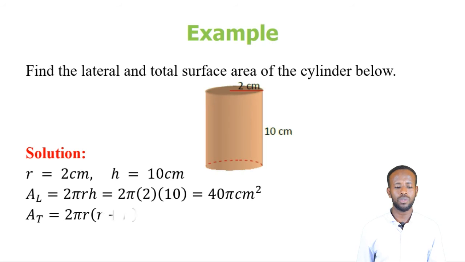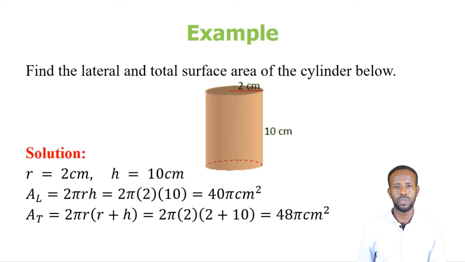What about the total surface area? Total surface area is equal to 2πr times (r plus h), which is equals to 2π times 2 times (2 plus 10), which is equals to 2π times 2 times 12, 24 times another 2, 48π centimeter square. How is it? So simple, isn't it? Very good. Now let us proceed.